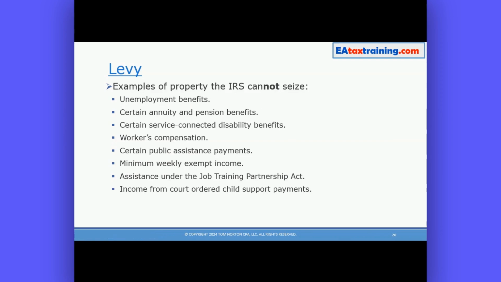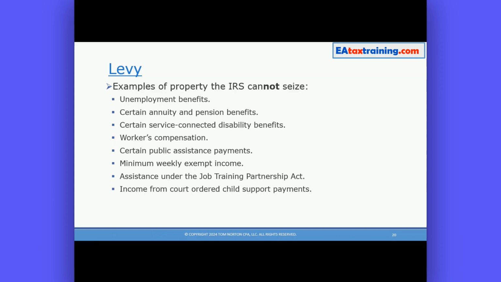There are some types of property that the IRS cannot seize. So they cannot seize unemployment benefits, certain annuity and pension benefits, certain service connected disability benefits, such as military disability benefits, workers' compensation proceeds, certain public assistance payments. A minimum amount of weekly income is exempt from seizure. In other words, they can't take your whole paycheck. They have to leave you enough to live on, a minimum exempt amount.